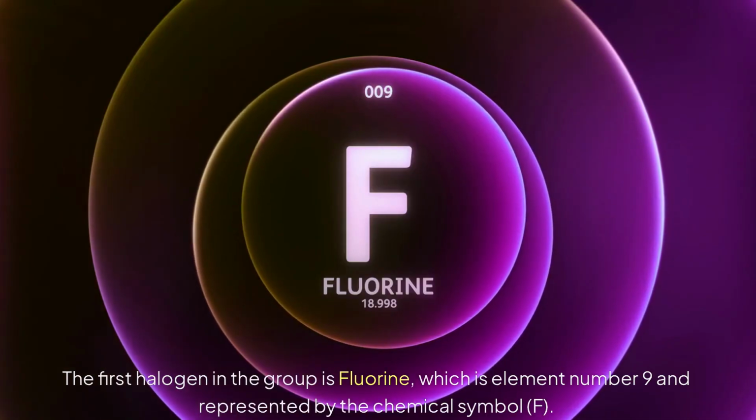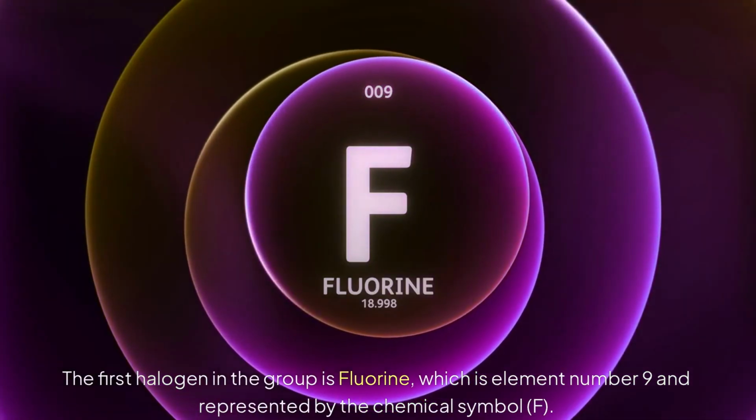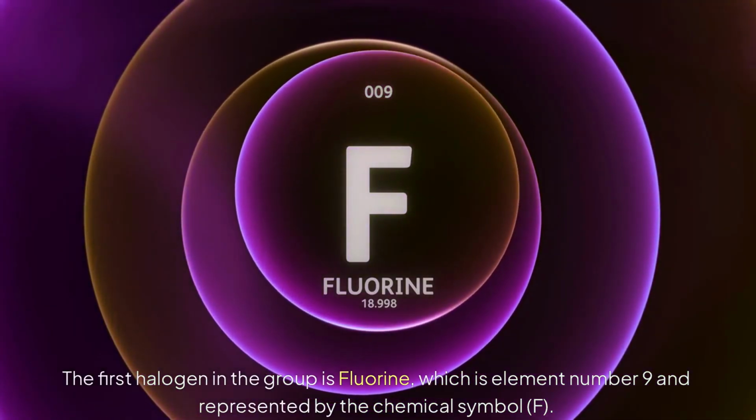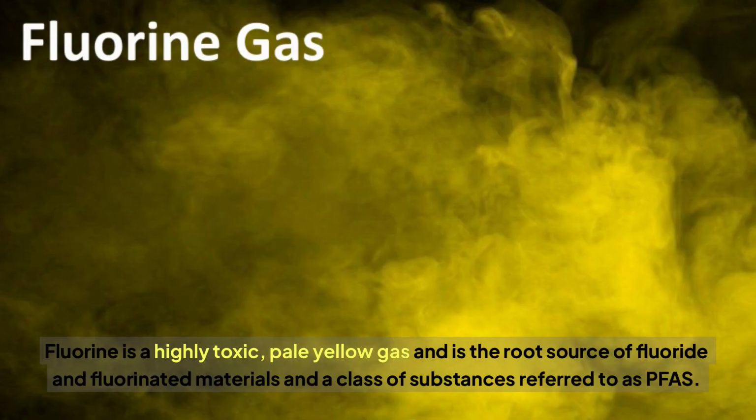The first halogen in the group is fluorine, which is element number 9 and represented by the chemical symbol, F. Fluorine is a highly toxic, pale yellow gas and is the root source of fluoride and fluorinated materials and a class of substances referred to as PFAS.